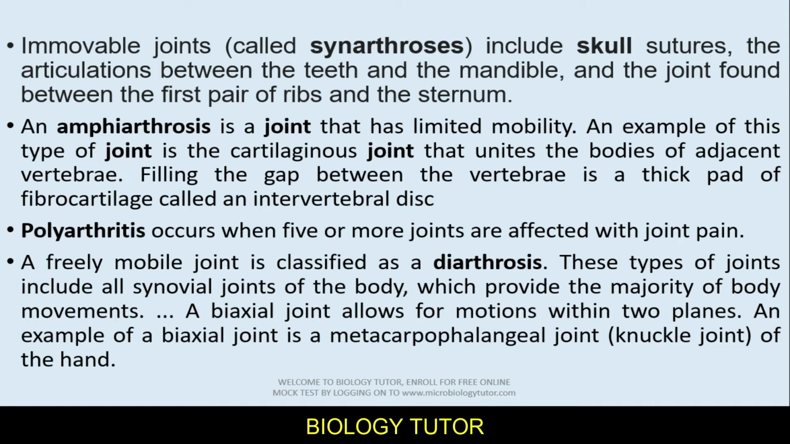Polyarthritis occurs when 5 or more joints are affected with joint pain. A freely mobile joint is classified as a diarthrosis. These types of joints include all synovial joints of the body, which provide the majority of body movements. A biaxial joint allows for motions within 2 planes. An example of a biaxial joint is the metacarpophalangeal joint, the knuckle joint of the hand.